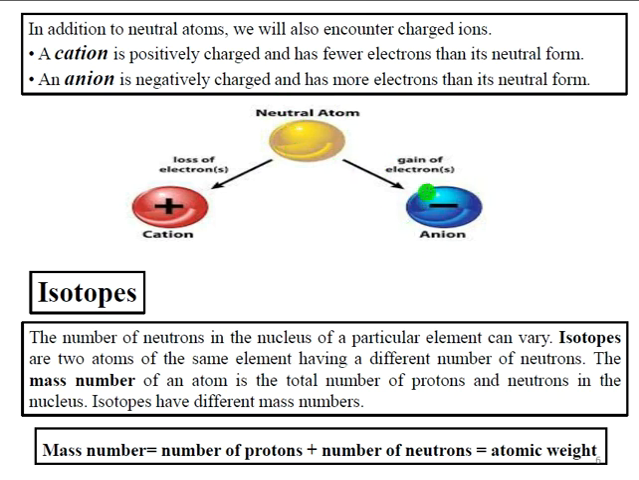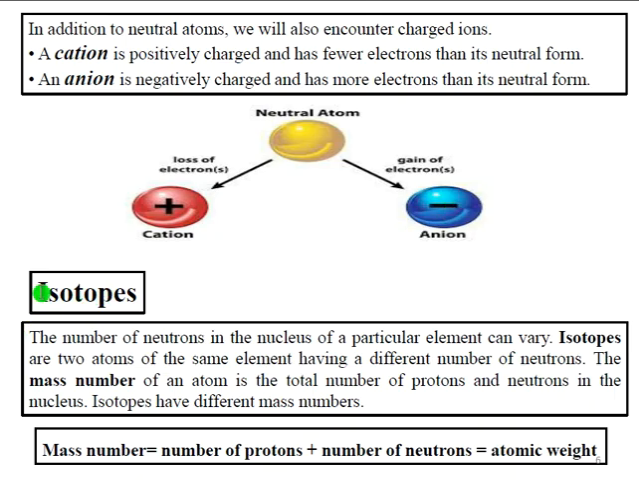We have a negatively charged atom, called an anion, and a positively charged atom, called a cation. A cation is positively charged and has fewer electrons than its neutral form. Fewer electrons means the number of protons is more than the number of electrons, and for this reason it has a positive charge. On the other side, an anion has more electrons than protons. In this case the atom takes a negative charge.